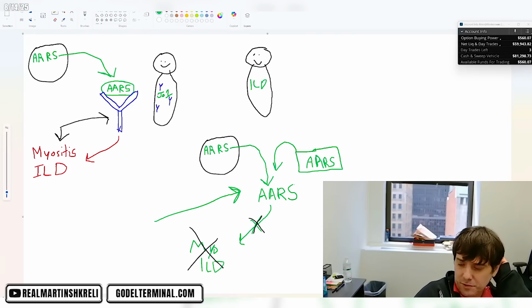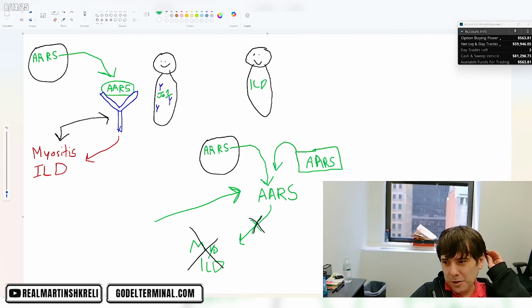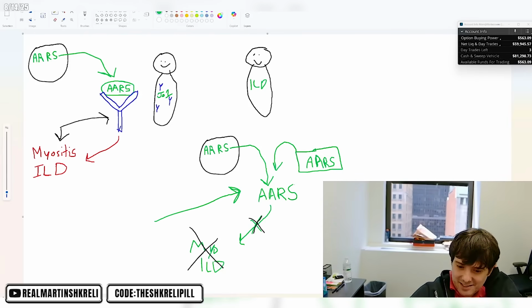Because his AARS is fully functional. So giving more AARS, hoping to get a physiological impact on the disease, doesn't make sense. You're right, you will create AARS antibodies. So you have this weird mutant protein. But more importantly, what's the hypothesis?